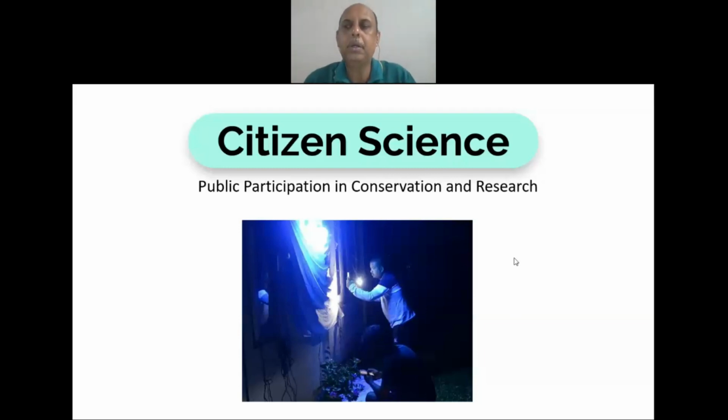So it is a kind of general public participation in conservation and research. They are now known as citizen scientists. This is how a moth trap can be installed at the back or front of your house, or on your gate or wall, where the moths travel. When they see the light, they get attracted, come and sit there, and then you take photographs. You know which moths are available in that particular area.